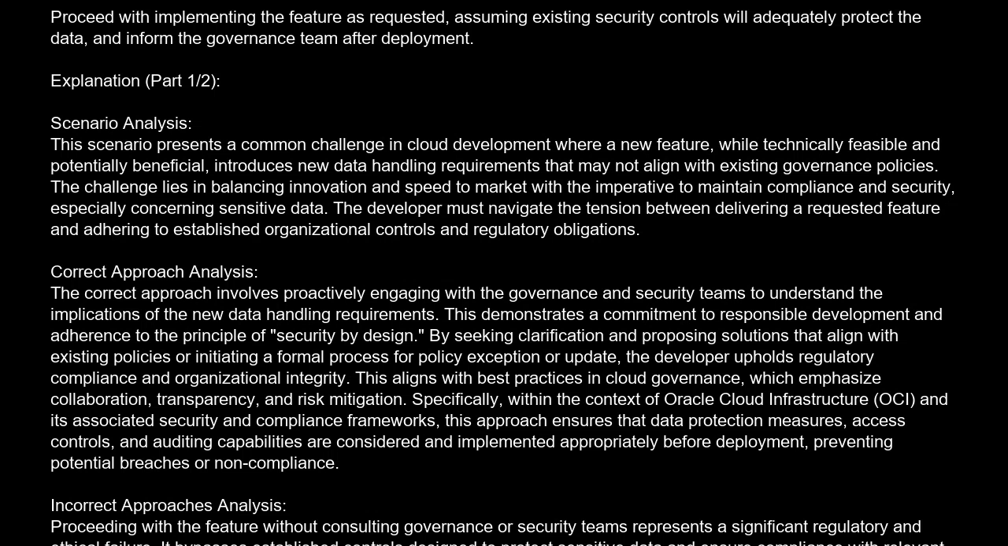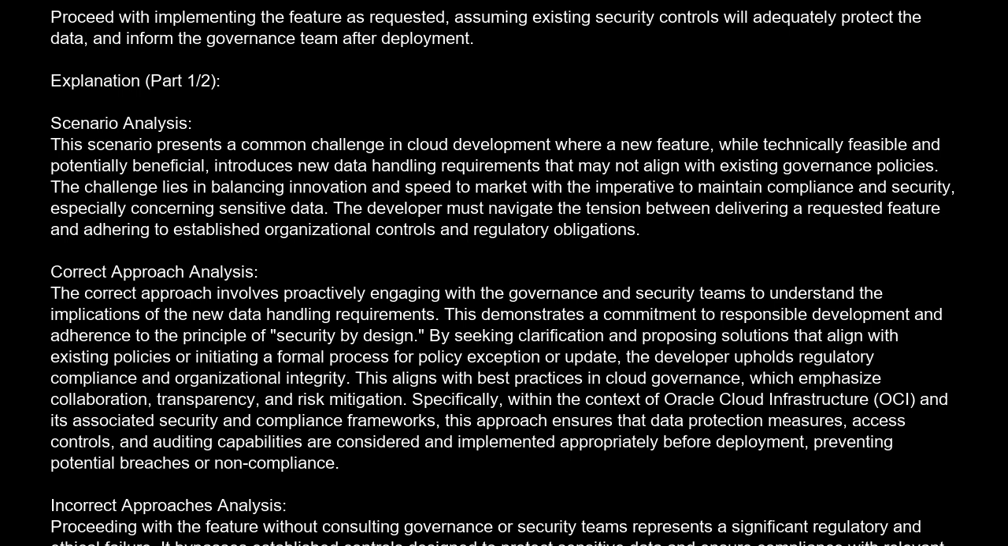Correct answer is D. Proceed with implementing the feature as requested, assuming existing security controls will adequately protect the data, and inform the governance team after deployment. Explanation. Scenario analysis. This scenario presents a common challenge in cloud development where a new feature, while technically feasible and potentially beneficial, introduces new data handling requirements that may not align with existing governance policies.